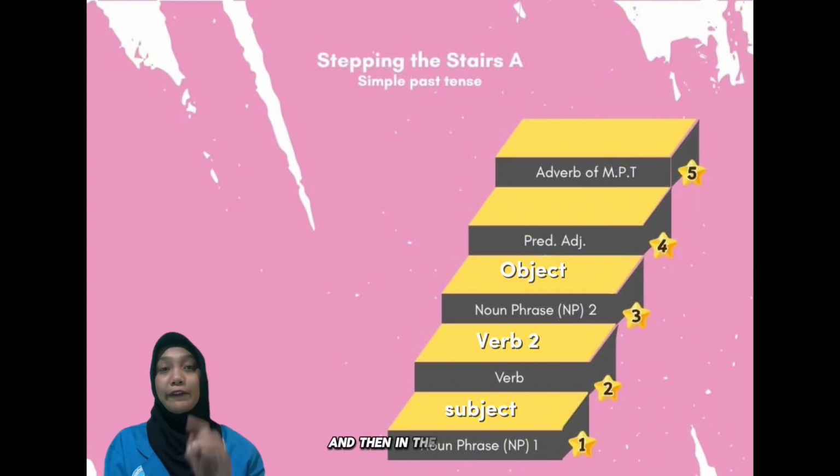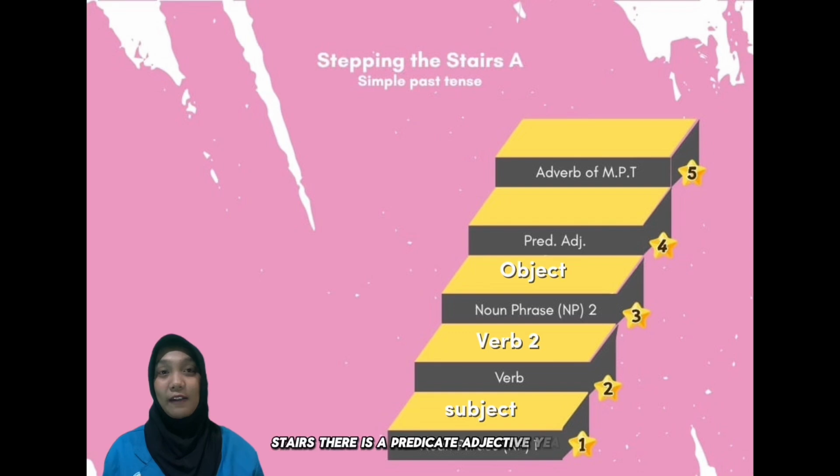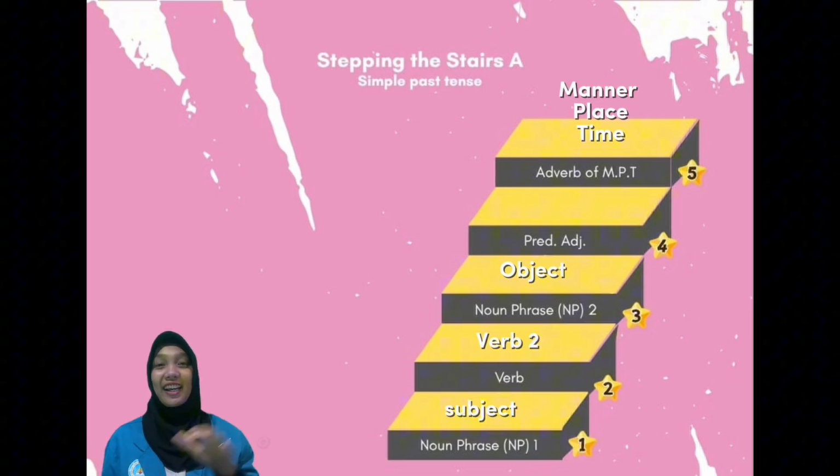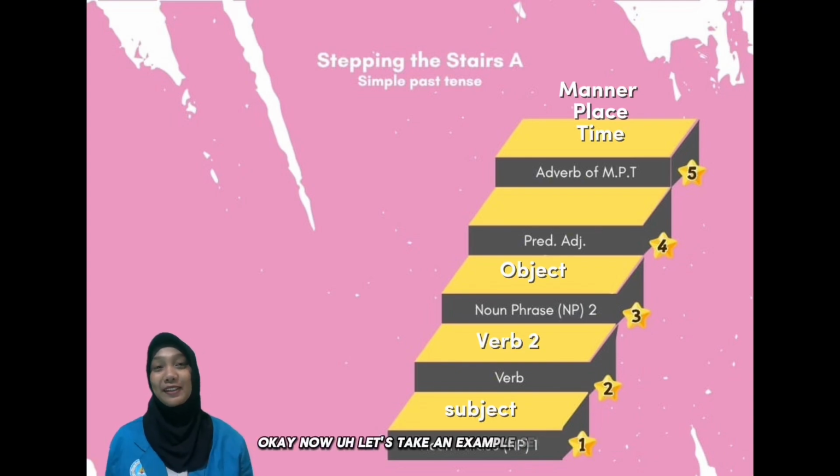And then in the fourth stair, there is a predicate adjective. It actually describes the subject, but it's optional. We can skip this stair. And then the last stair is adverb. It describes how, where, or when, like manner, place, and time. Okay, now let's take an example sentence.